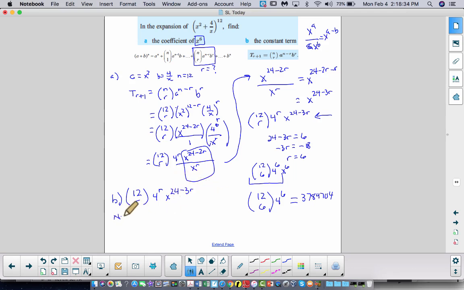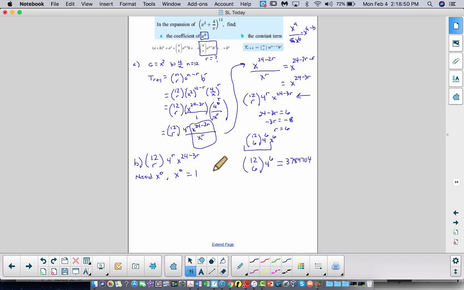I need x to the 0 power because x to the 0 equals 1, and so then I will not have any variable. I will just have 1 times 4 to the r times 12 choose r. Well, what do I do there? I simply need the exponent, 24 minus 3r, to be equal to 0, and if we solve that, we get r equal to 8. So my constant term would be 12 choose 8, 4 to the 8, right here, replacing r with 8, x to the 24 minus 3 times 8, or 24 minus 24, or 0.